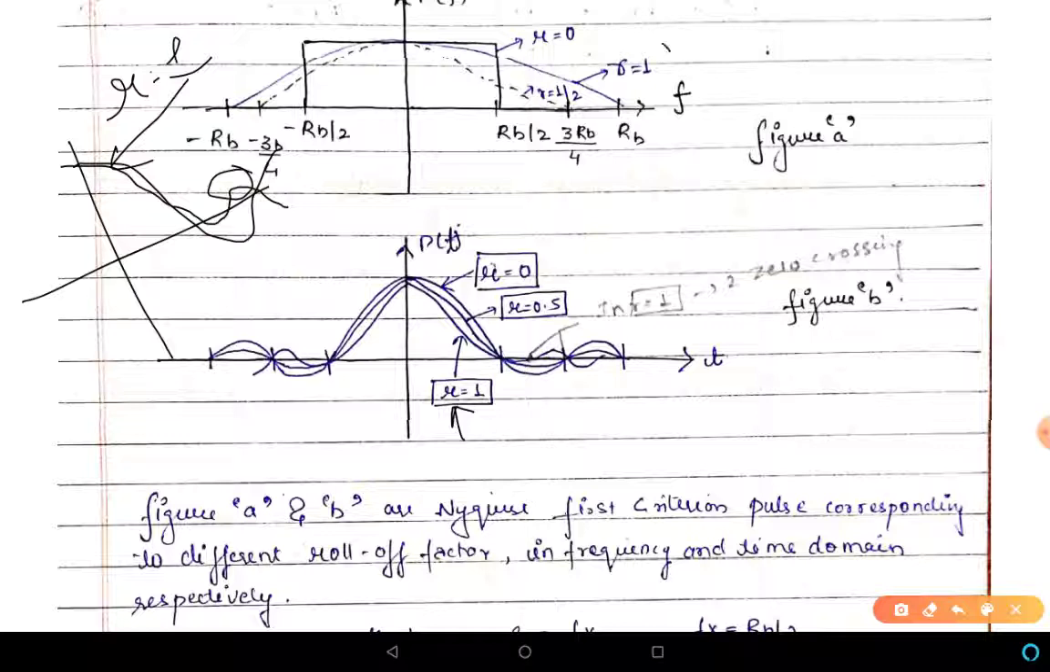However, for R equals 1, I am using the maximum transmission bandwidth. My maximum transmission bandwidth is RB. So now we have to have some trade-off. What do we want? If I want very little effect of ISI, then I must have R equals 1. However, for R equals 1 my bandwidth is more, and if I have R equal to 0.5, my ISI is a bit higher, but I have less bandwidth.